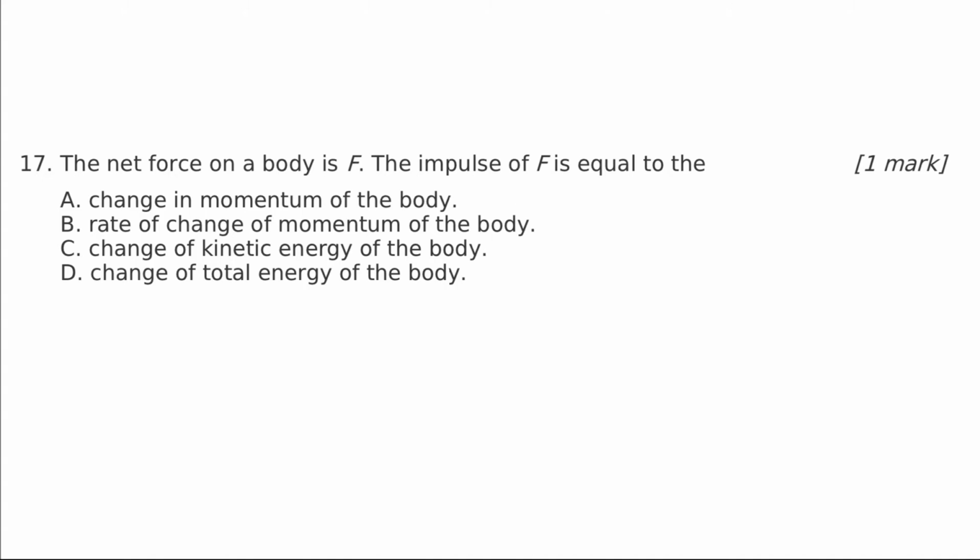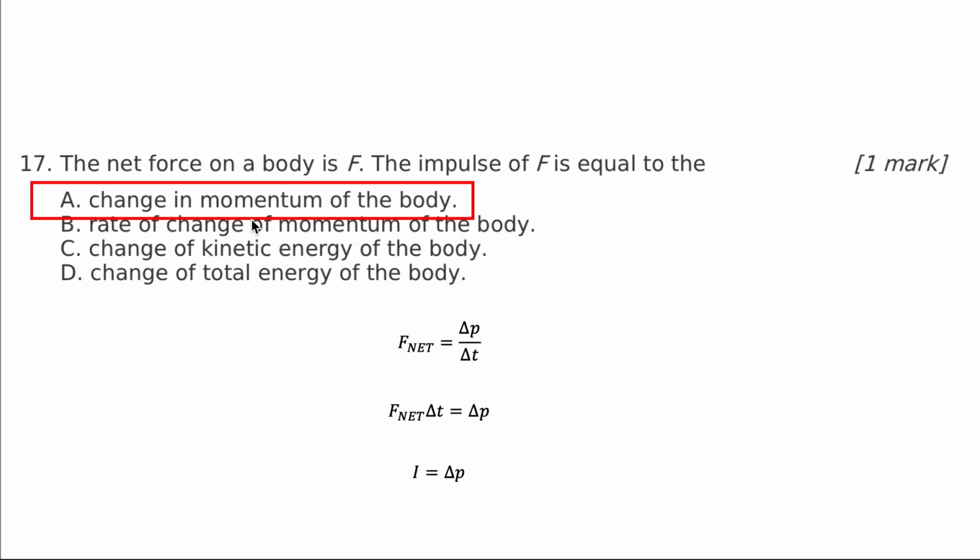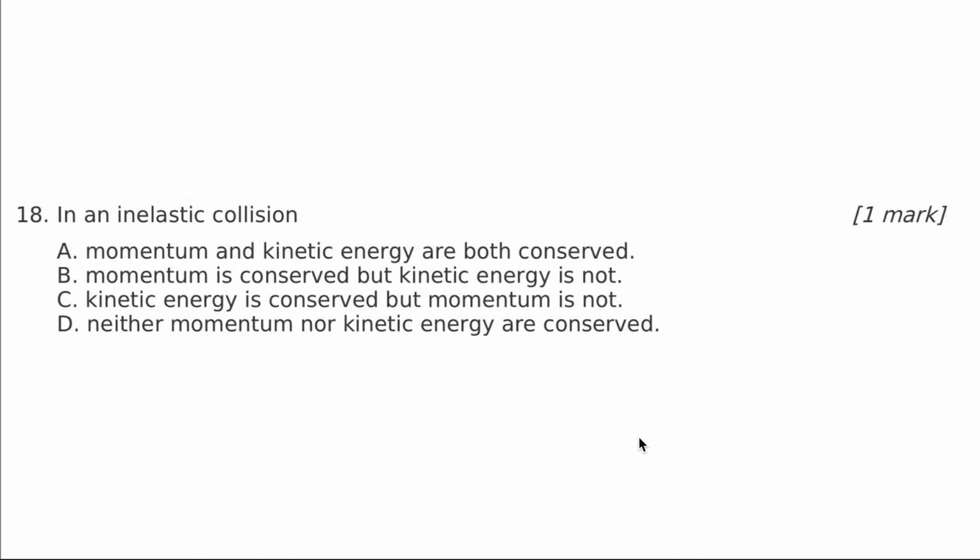Net force on a body is F. Okay, well, we're told F net is the rate of change of momentum. We multiply that by delta T to get delta P. And we define I as the product of F and T here. And so therefore I, the impulse, is the change in momentum of the body. This is always the case. You can calculate the change in momentum simply by calculating the impulse of the body, i.e. the force times the time.